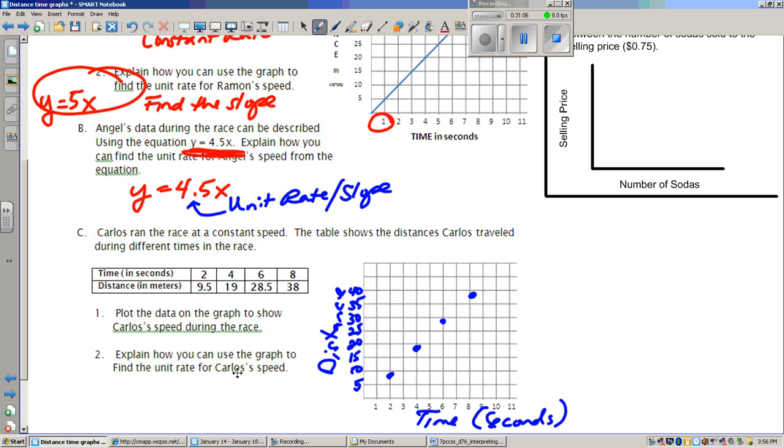All right, so explain how you could use just this graph to find the unit rate for Carlos's speed. Well, how can we find the unit rate? By looking at the slope of the line. Right? What's our slope? How do we get our slope? Rise over run. You could look at just the table by simply dividing 2 into 9.5, which gives you 4.75. So for every 1 second, he's traveled 4.75 meters.